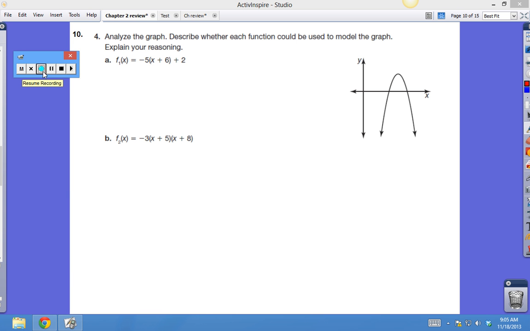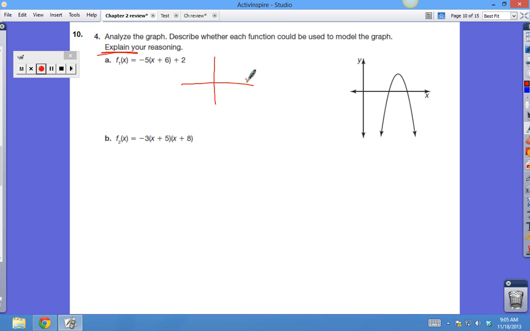Number 10. Describe whether each function could be used to model the graph. So they're kind of yes or no, but you gotta explain. So A is given in vertex form. So my vertex, I know, is gonna be right here. Horizontal shift, plus 6, that means 6 to the left. Vertical shift, add 2. My vertex should be right there, so I'm gonna go no. And your reasoning could be because my vertex should be in quadrant 2, not in quadrant 1.